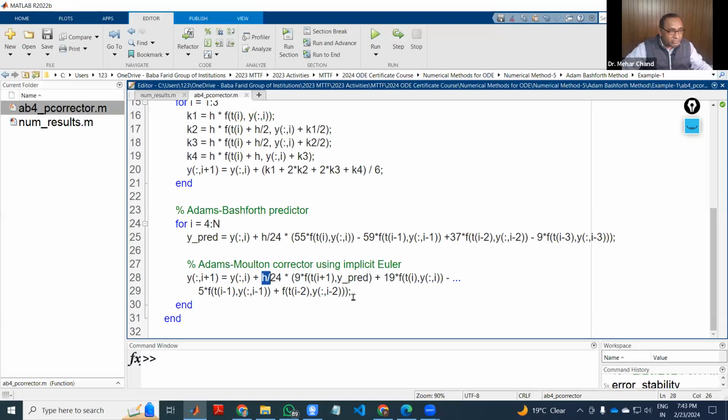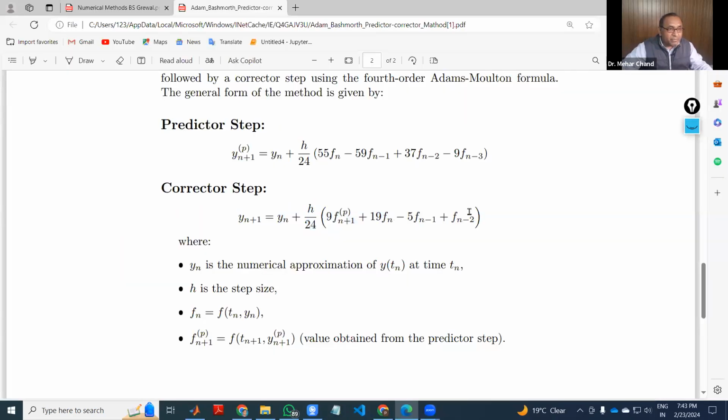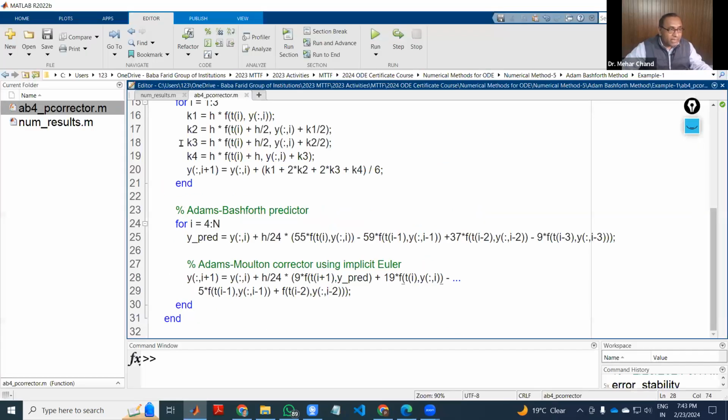See, this is yn plus h by 24, 9 f of t i plus 1, based on this predictor value. Then 19 f of t i, yi. Then we have f of t i minus 1, yi minus 1, and these are t i minus 2 and yi minus 2. You can easily compare with this one. Just you need to replace n with i. So when you are able to convert the formula into iterative format, then you can easily use the formula in MATLAB. So this is the entire part of the programming, and you need to save this file first.